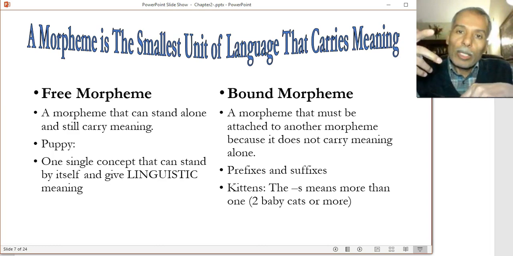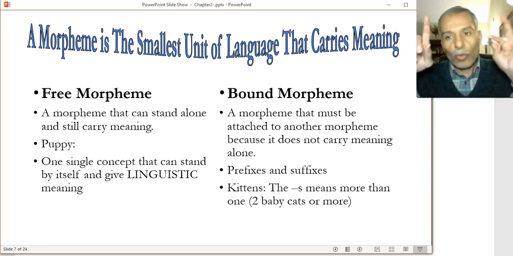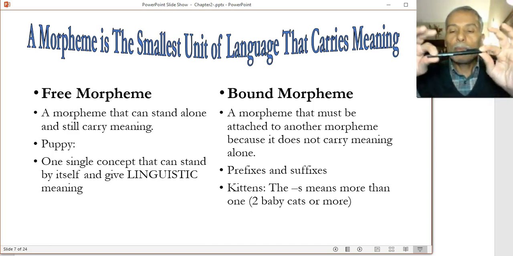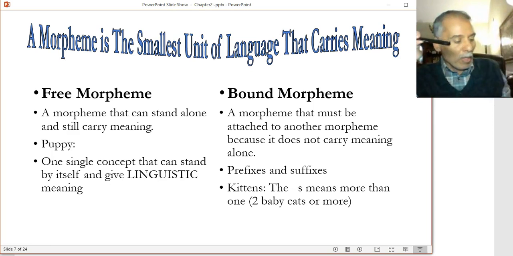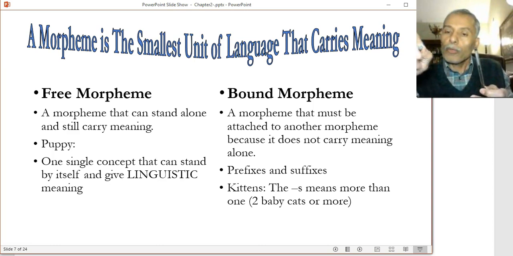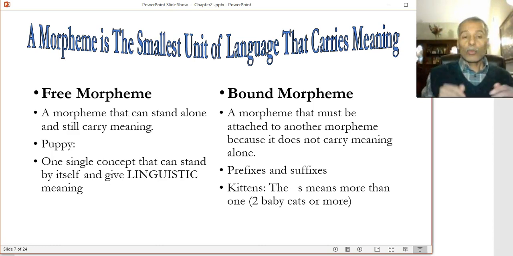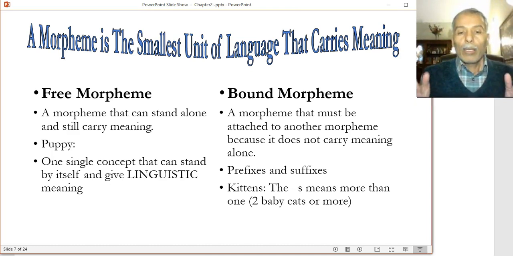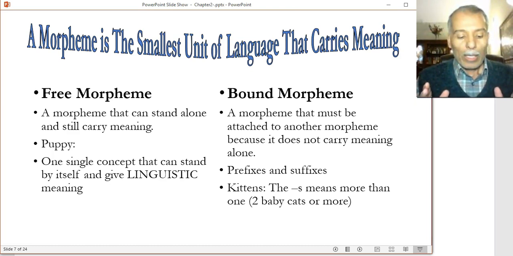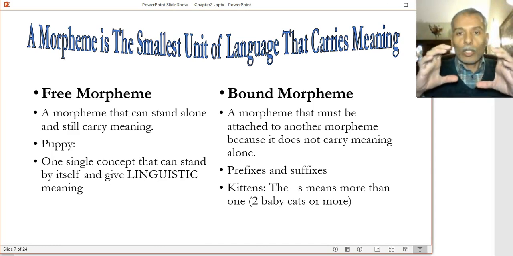But how many concepts are in that word, pen? It is a single one. So pen stands for a single concept, an instrument that we hold with our fingers and write with. That's one morpheme. A morpheme doesn't depend on the sounds. It depends on the word as a unit.